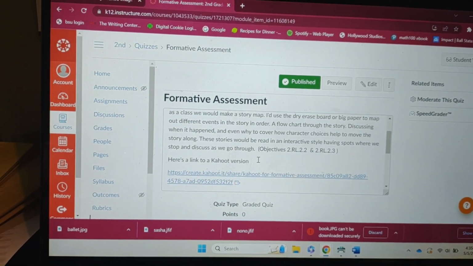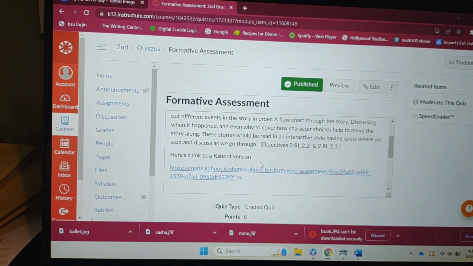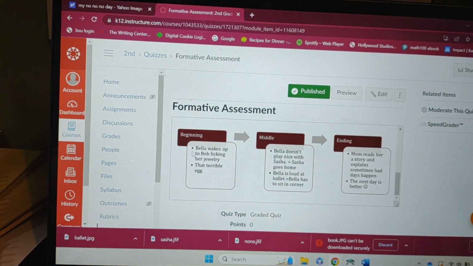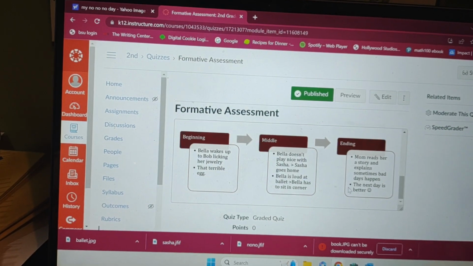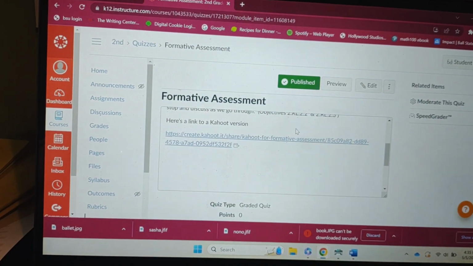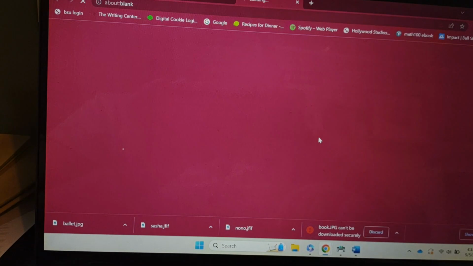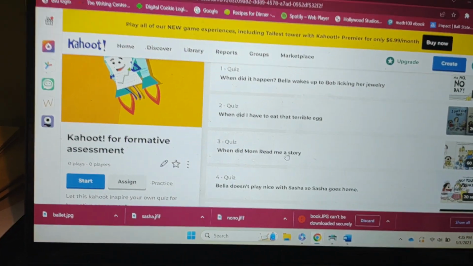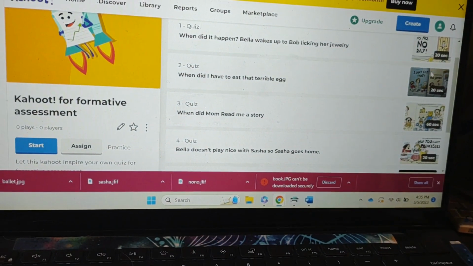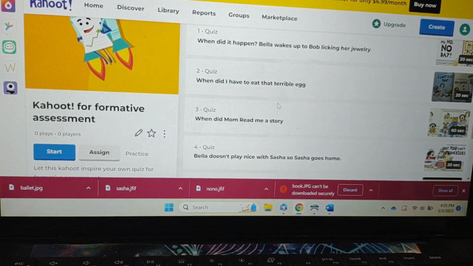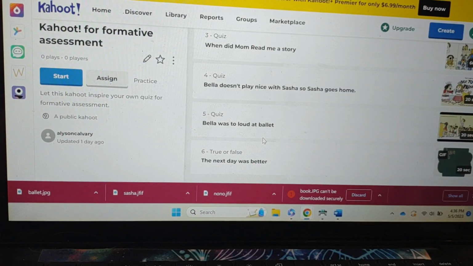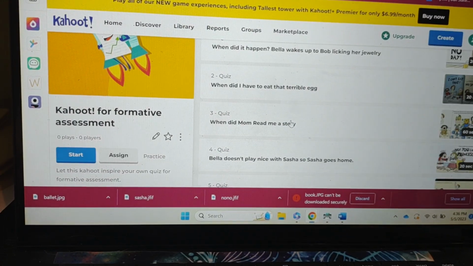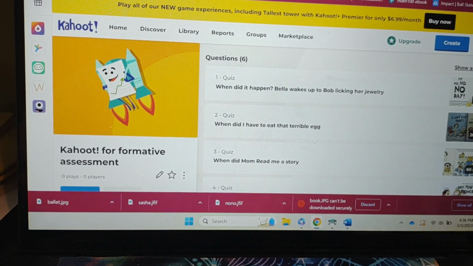And so I said we could either break into small groups and have them make a flow chart with the beginning, the middle, and the end and list things in there. Or I also have a link to a Kahoot again. And this one just does the same thing. I've also included, again, pictures from the book. And kind of checking in with them, like, when was Bella loud at the ballet? You know, did that happen in the beginning, the middle, or the end?